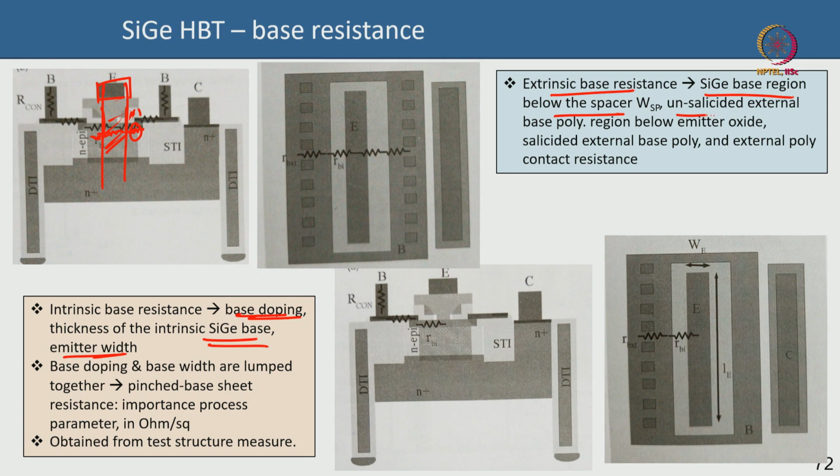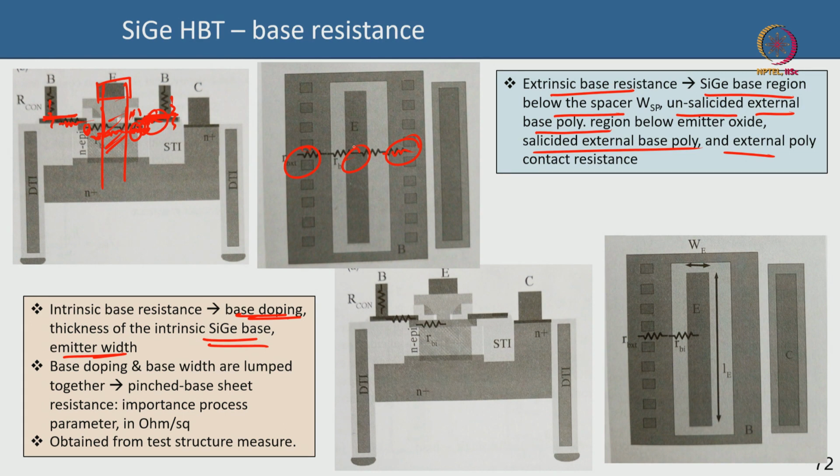Then there is this unsalicided region, because whenever you put a silicide layer you tend to lower the resistance, but there is an unsalicided external base polysilicon region below the emitter oxide, the edge of that, which is not salicided. And then of course this polysilicon resistance also will matter here, correct. And then you have a salicided external base poly. If you have a salicided layer here, then that particular resistance will come in as the 3rd component. And of course there is the contact resistance of the base metal to the base polysilicon layer. All of this combines to give you the external base resistance, and then there is an internal base resistance.